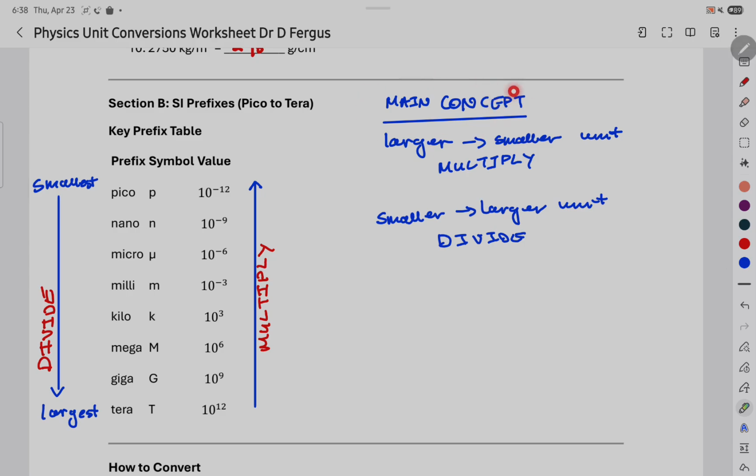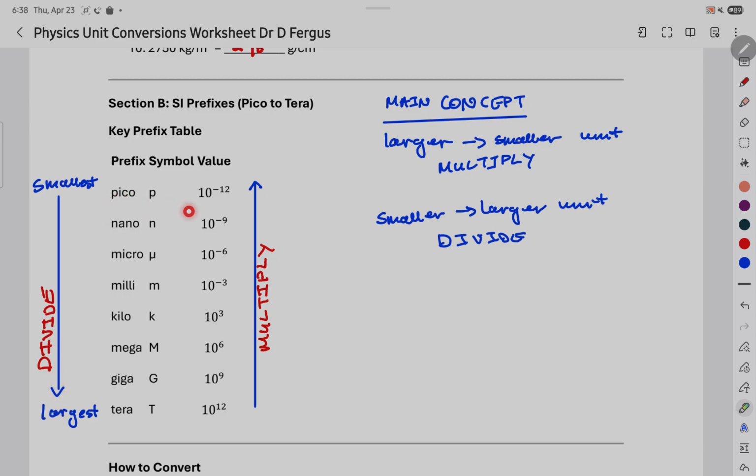Now, the main concept is when we're moving from a larger to a smaller unit, we are going to multiply. And when we move from a smaller to a larger unit, we are going to divide. So if we are moving in this direction, this is where we have the smallest to the largest unit, we are going to be dividing.